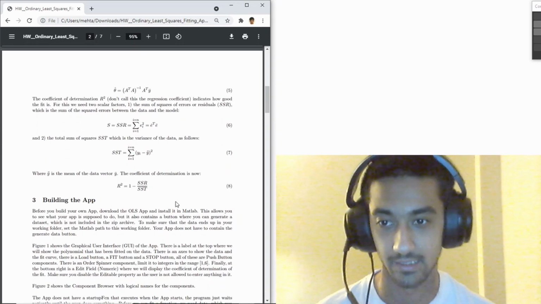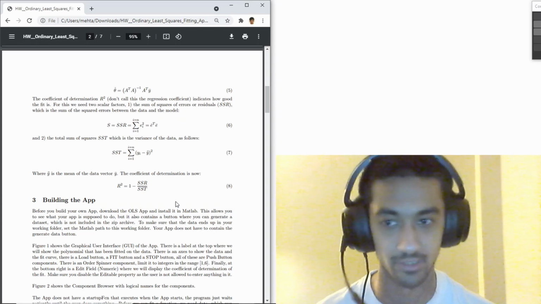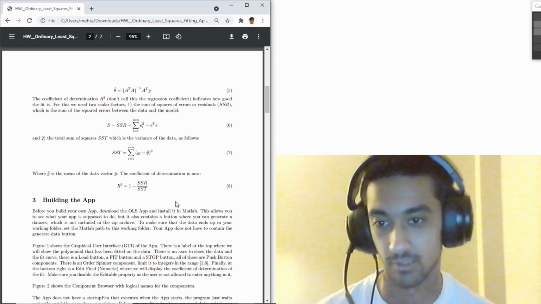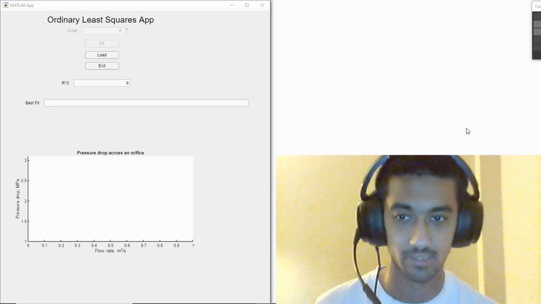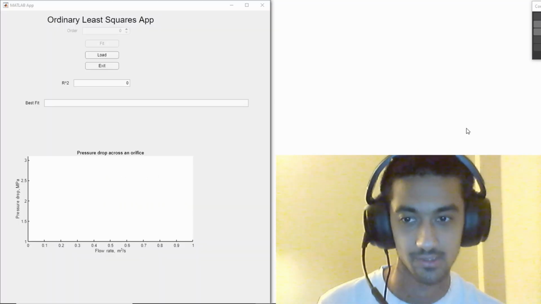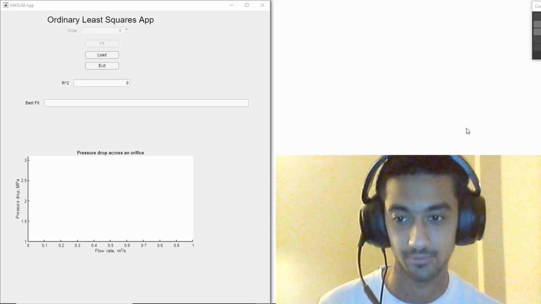And finally, we can get our r squared value, the coefficient of determination, by doing r squared equals 1 minus SSR divided by SST. So that was the introduction to ordinary least squares. Now I'm going to show you the app that I've built.